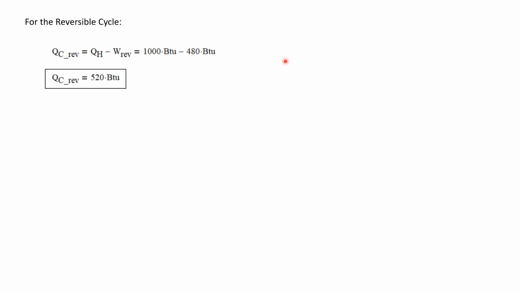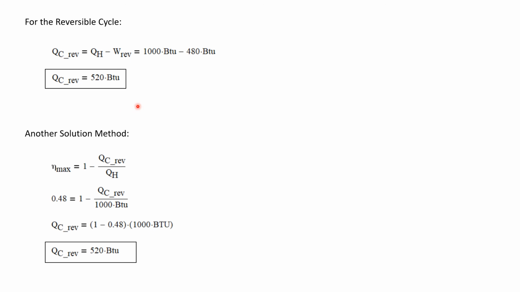Let's calculate the heat transfer to the cold reservoir for the reversible cycle. For a reversible cycle, QC is just QH minus the work done by a reversible power cycle. So QH was given as 1,000 BTUs. The work of the reversible cycle we calculated to be 480 BTUs. So QC, or the energy transferred from the power cycle to the cold reservoir, is 520 BTUs.